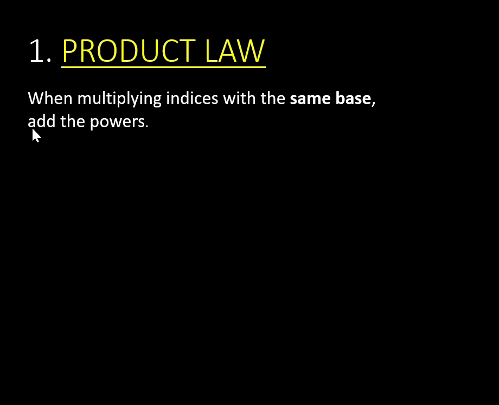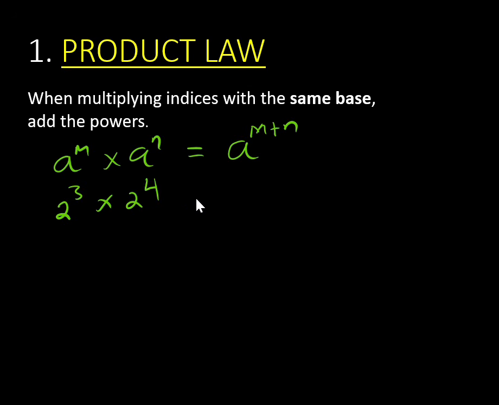This means that if we're multiplying two numbers with the same base, for example, a raised to power m multiplied by another number, a raised to n, you can see the bases are the same, and therefore pick one of the base, a, then add the powers. It will be m plus n. For example, if you have 2 raised to power 3 multiplied by 2 raised to power 4, simply pick one of the base, 2, and then add the powers. 3 plus 4, it becomes 7.